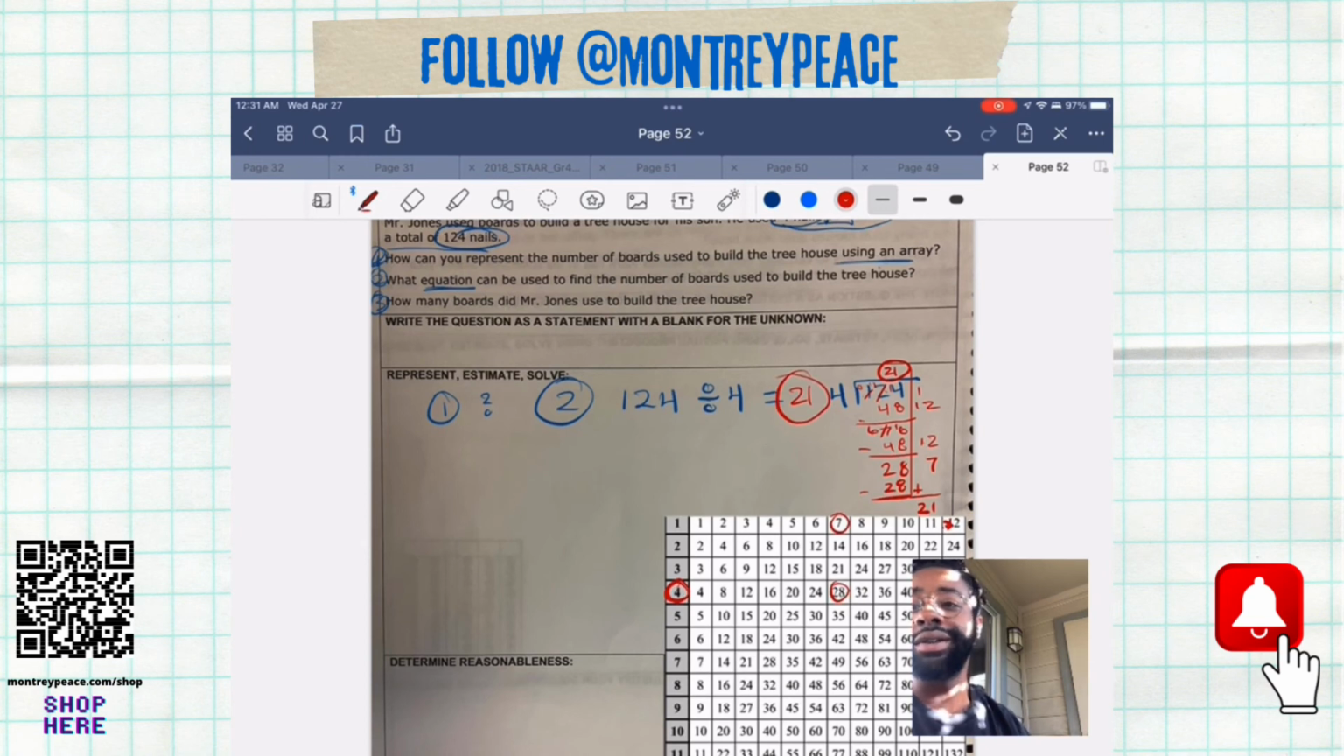That's how we did that. Again, I know it takes some time, but use your multiplication chart to find those partial quotients, and it can really help you out.